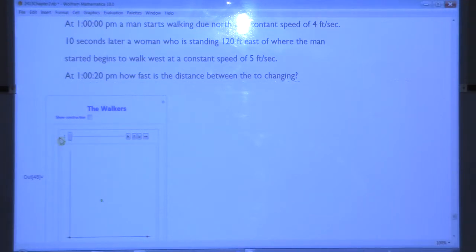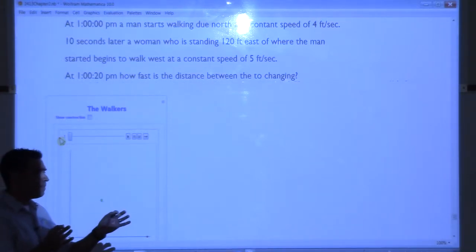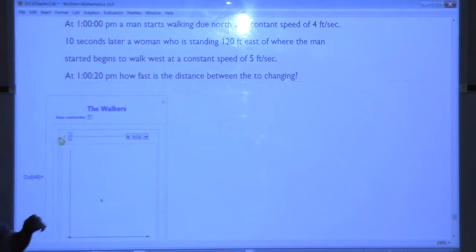So this is very similar in the sense that you've got people, and you're interested in how fast the distance between two things is changing. This time we don't have an observer watching a person. We have two people moving relative to one another. So they're both in motion.